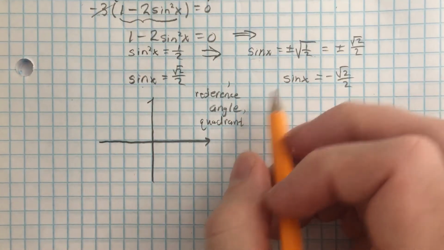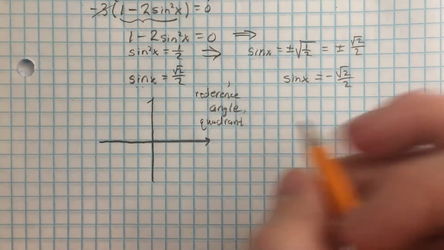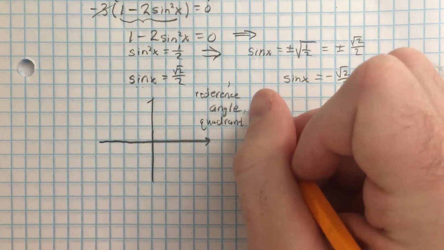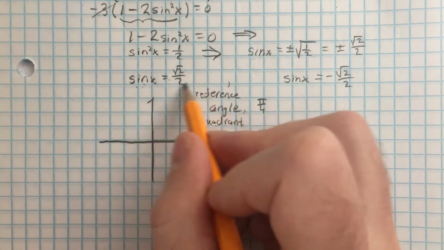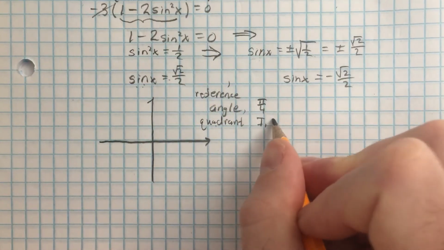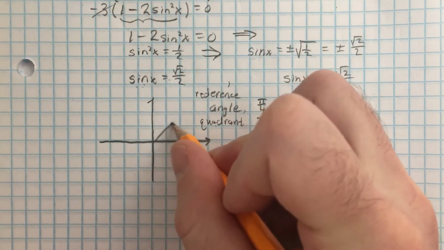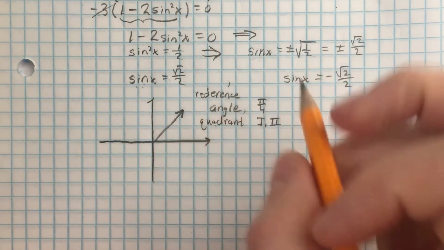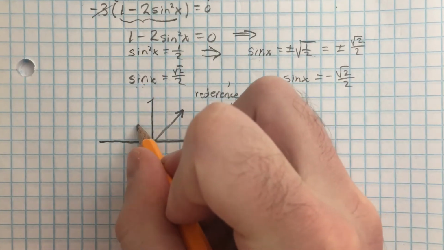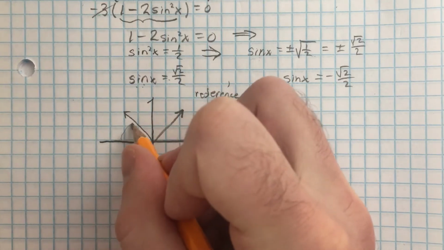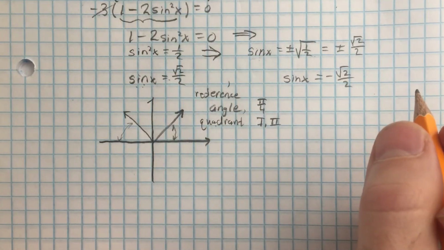So the reference angle that causes sine to become root 2 on 2 is pi on 4. The quadrants where sine becomes a positive ratio are 1 and 2. So conceptually we need an angle of pi on 4 from the x-axis in two quadrants. Over here as well, an angle of pi on 4 from the x-axis. So there's our two pi on 4 displacements from the x-axis.